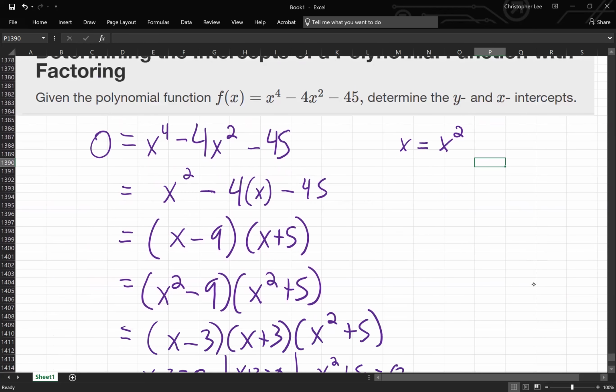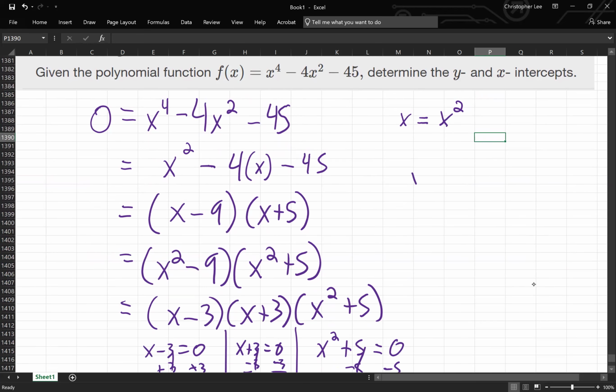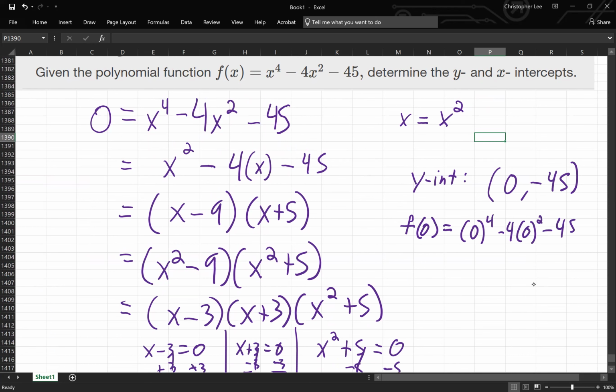I don't know if you guys can tell what the y-intercept would be just by looking at it. It is, right? So it would be 0, comma, negative 45, right? So how did we do that? We just found f of 0. We really just plugged in 0. So this became 0 to the fourth minus 4 times 0 to the second minus 45, which is just 0 plus 0 minus 45, which is the negative 45. That's how we got that.